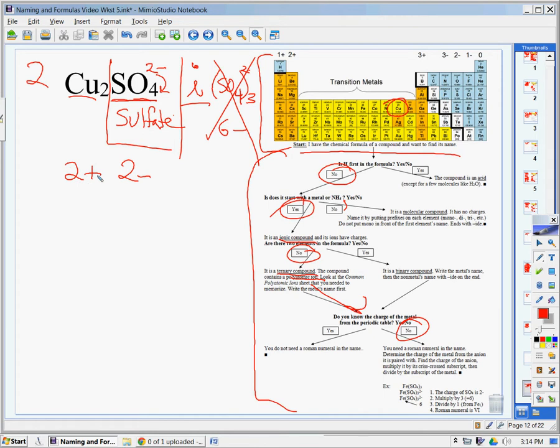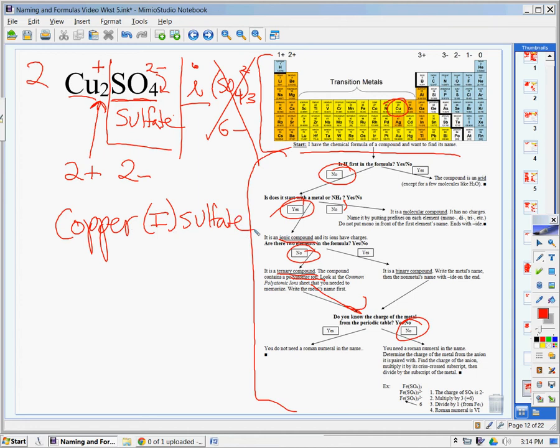Now, that makes you think that the Roman numeral for copper is 2, but the 2+ has to be divided over the 2 coppers. So each copper is actually only 1+. So this is copper, Roman numeral 1, sulfate.